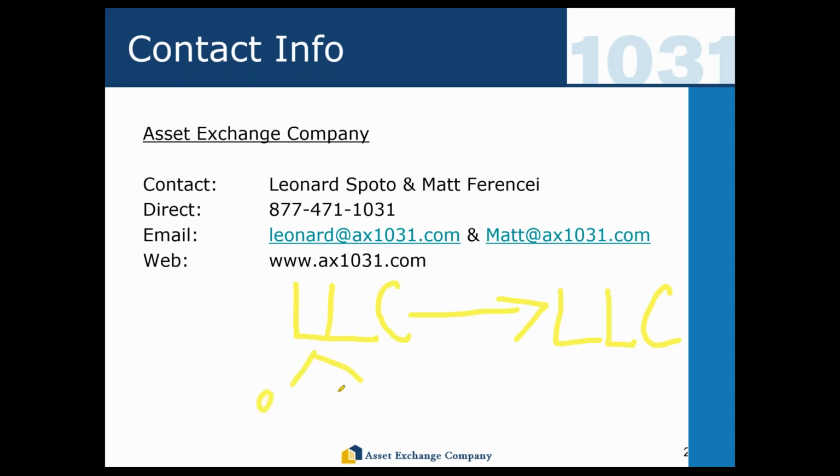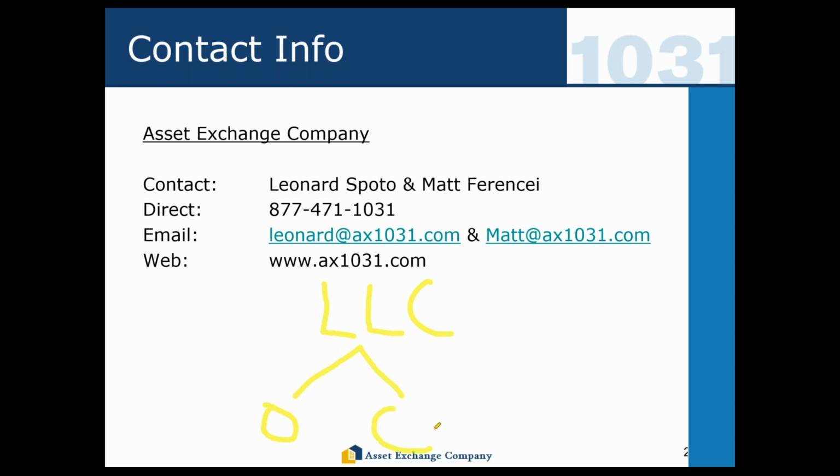Now the problem is the LLC has two people, right? We've got Wes and we've got Wes's brother. The problem for Wes is he wants to get out of business with his brother. He doesn't want to own the replacement property with his brother. So what Wes is going to have to do is drop the property out of the LLC and put it into his name and his brother's name. And then he's going to want to season that ownership for at least a year or two before he sells it and goes out and exchanges individually.